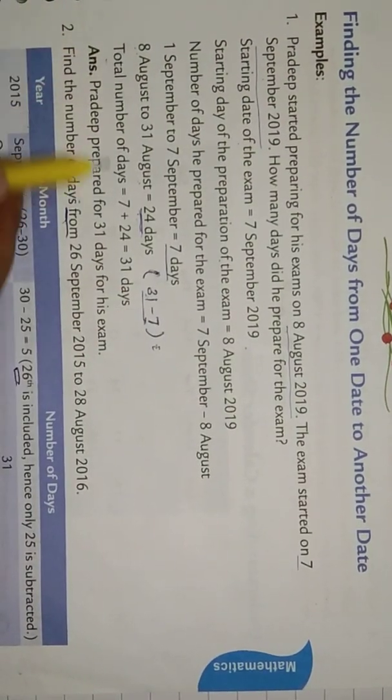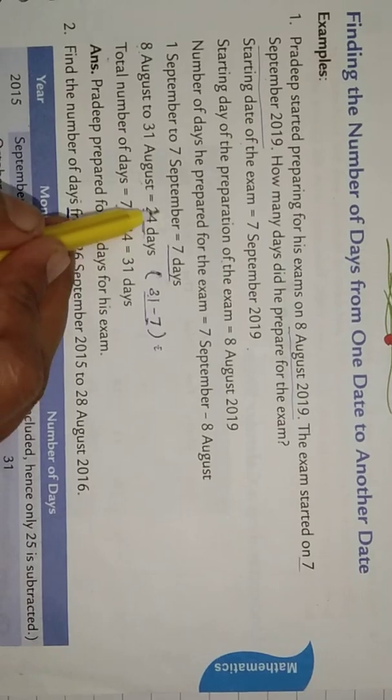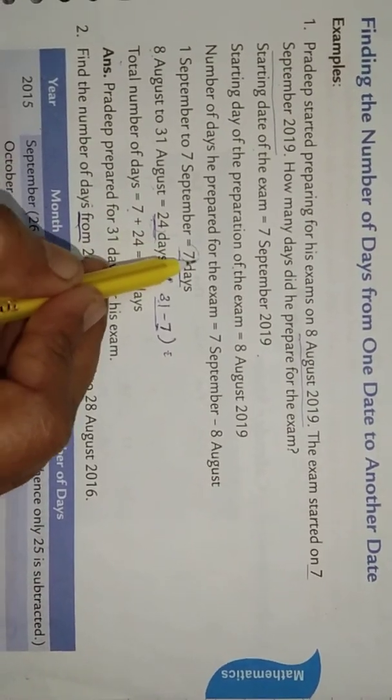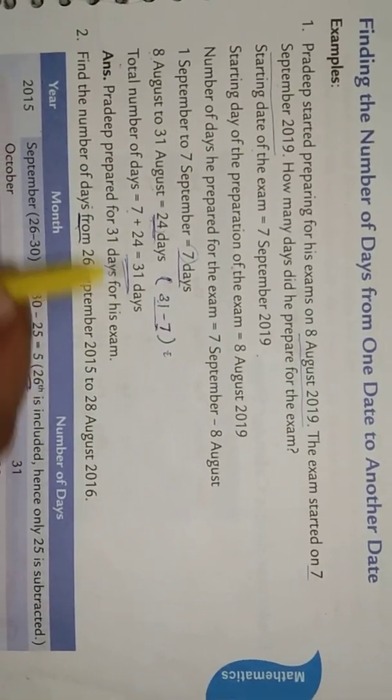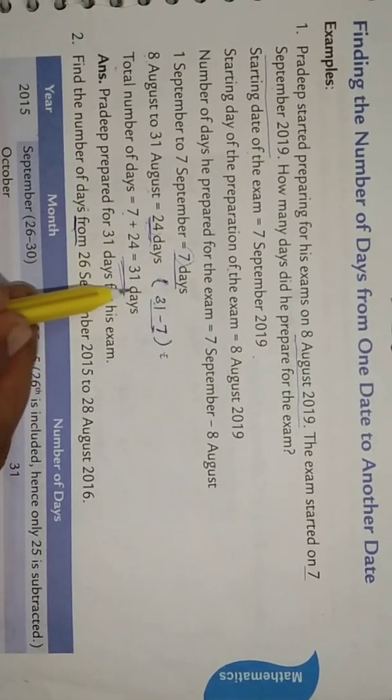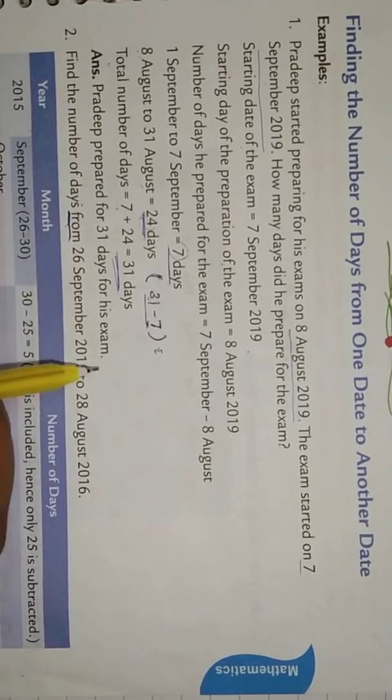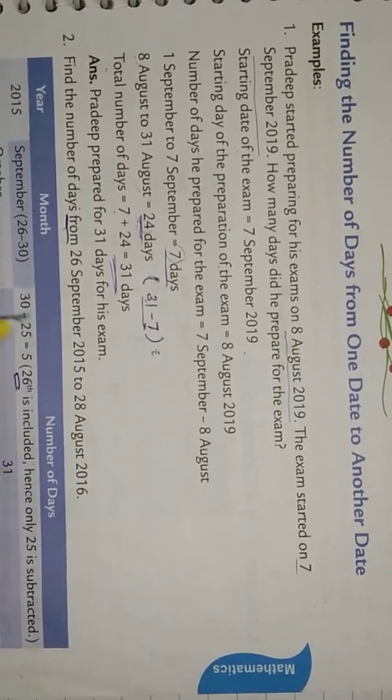So the total number of days is 24 days in August and 7 days in September. We have to add these two, then he got 31 days. That means Pradeep got 31 days to prepare for his examination. Okay, now another example.